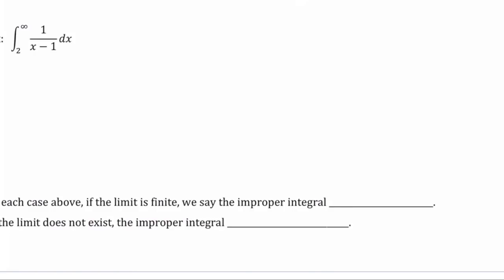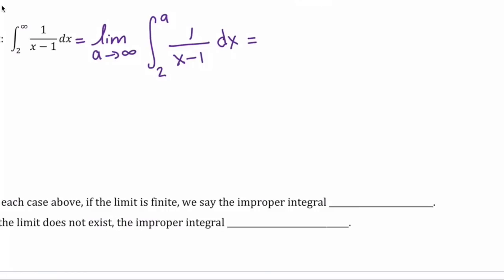Let's take a look at this example. The integral from 2 to infinity of 1 over the quantity x minus 1 dx. We do notice that one of our limits is infinity here, so we would need to change this into a limit of a definite integral. So we have the limit as a goes to infinity of the integral from 2 to a of 1 over x minus 1 dx.